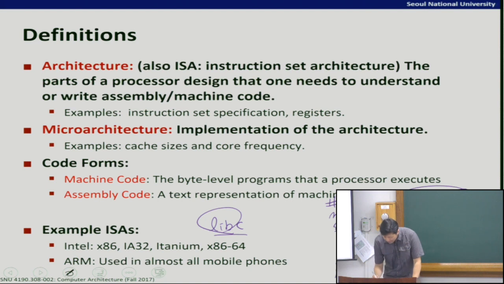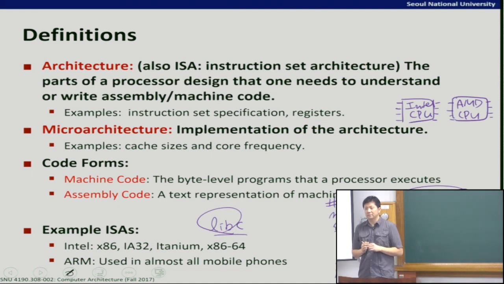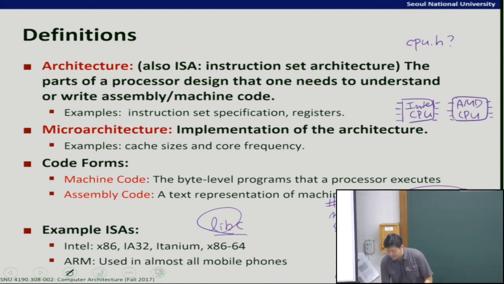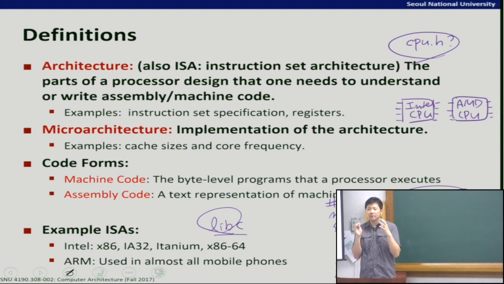About CPUs, let's say you have a CPU from vendor A, like an Intel CPU, and also an AMD CPU. There are two real implementations of a CPU, right? But can there be a common header file such as a CPU.h? Can such a thing exist? This is basically the ISA, the instruction set architecture, the common abstraction across different families of processors.